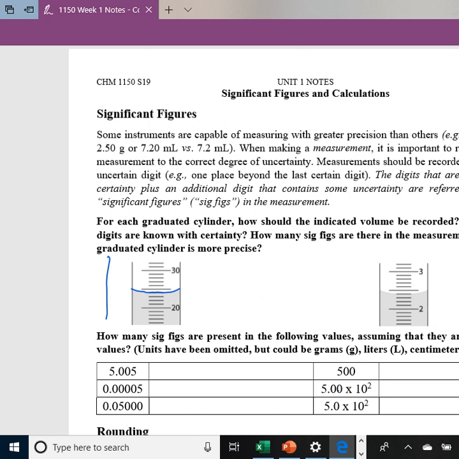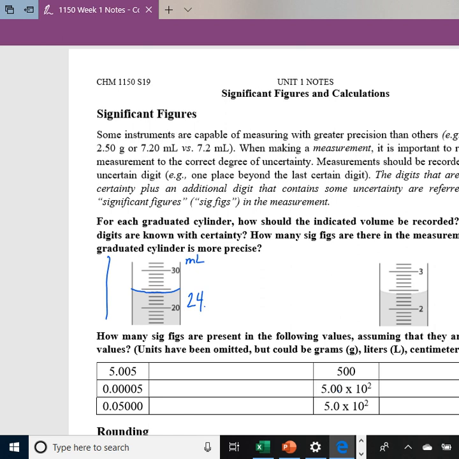So for sure, we can say it's somewhere between 20 and 30, right? Let's give this thing some units. Let's say that this graduated cylinder is in milliliters. For sure, we can say that the volume is between 20 and 30. So without a doubt, we know that the first number is a 2. The next number, even though that meniscus does look like it's on the line, it's actually just above the line. So we can also say with certainty that the next number should be a 4.